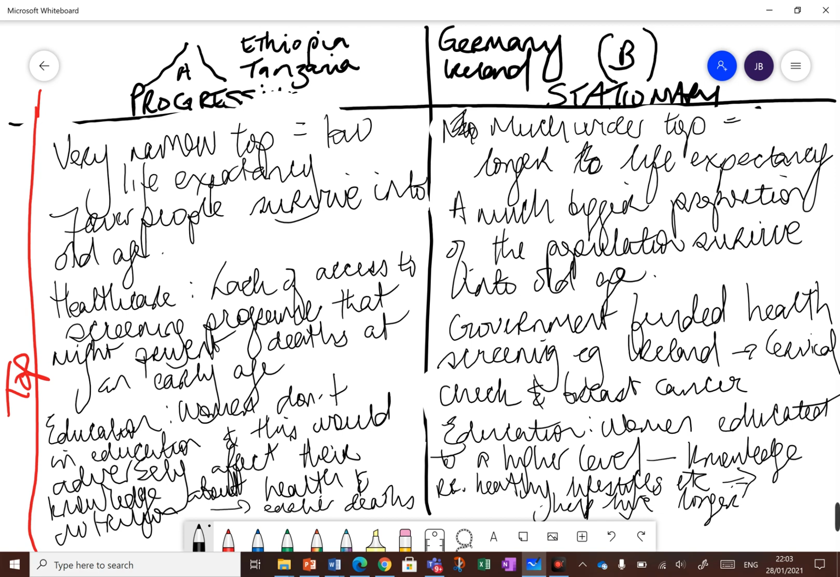And then the last point there will be, of course, access to old age care facilities, whereas they won't have that in Tanzania, because they depend on their children to look after them.